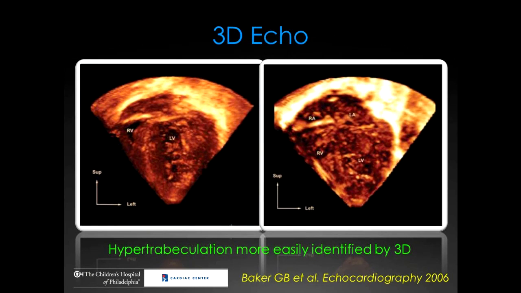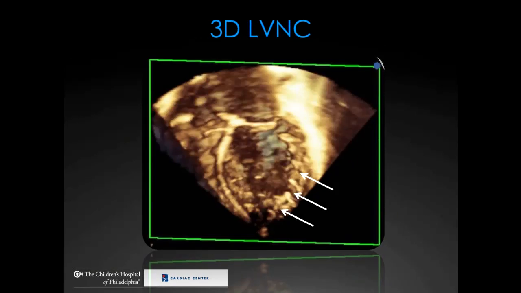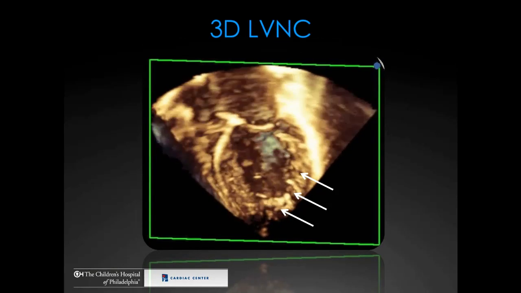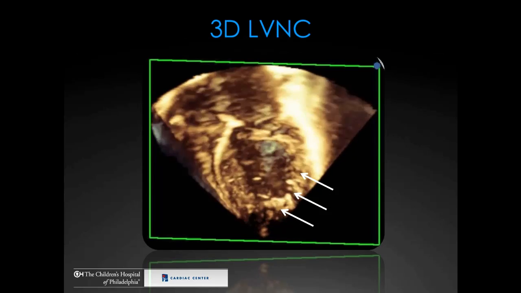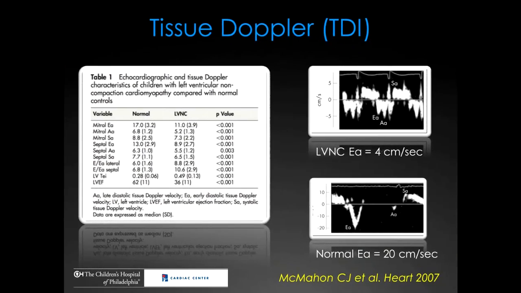Three-dimensional echocardiography can also be helpful in identifying LV non-compaction. This is a paper from the group in South Carolina, which identified hypertrabeculations in patients with LV non-compaction, and they felt that they could identify them more easily by three-dimensional echocardiography in comparison to two-dimensional echocardiography. This is one of our patients who has LV non-compaction, and you can really highlight and bring out the trabeculations, hypertrabeculations in these patients with three-dimensional imaging.